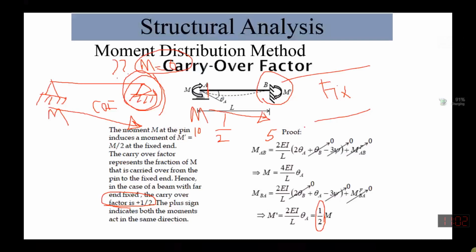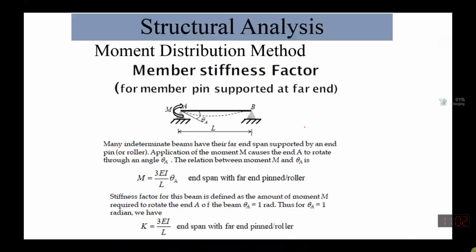Okay, now we'll move to the next part. Then is this 3EI over L. Already told you that if our far end is hinge, our value of stiffness is 3EI over L. This is what I have already told you once we were discussing it in the stiffness part.